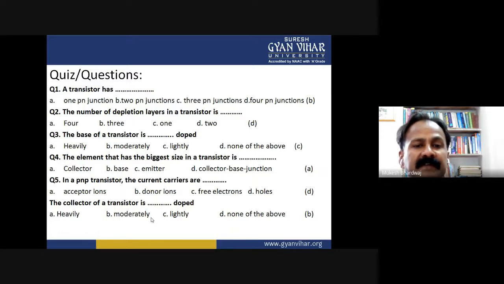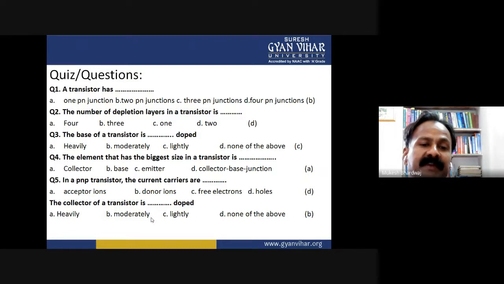The base of a transistor is lightly doped. The element that has the biggest size in the transistor: which element has the biggest size in the transistor? We had discussed that the collector has the biggest size.